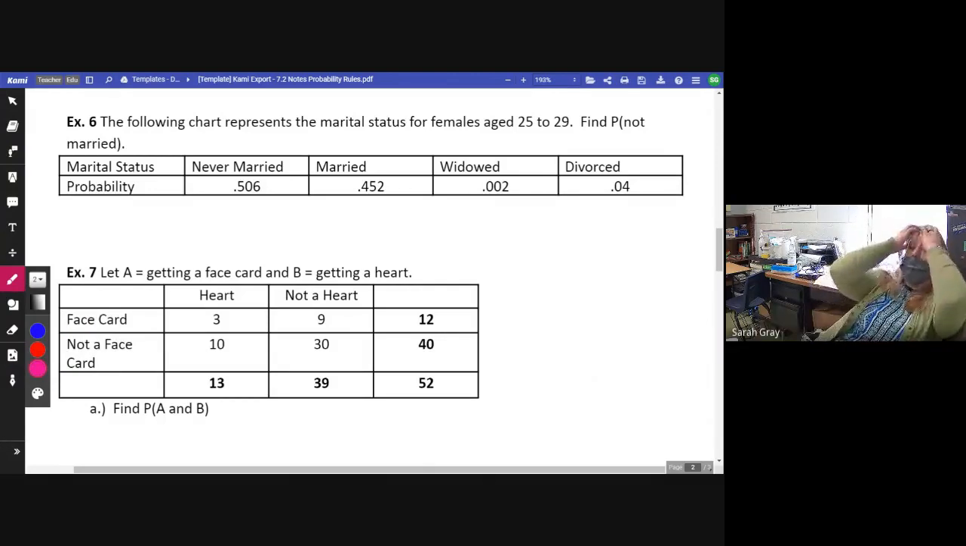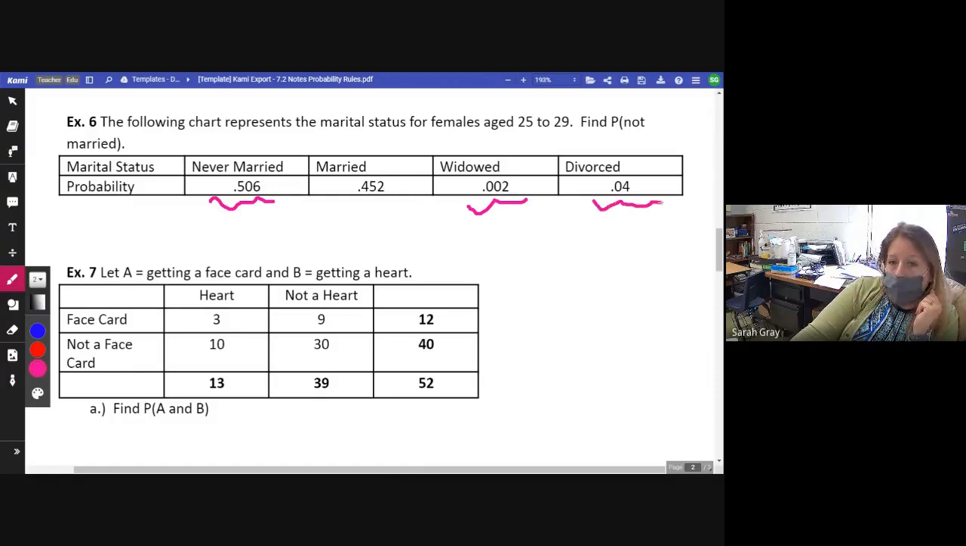Okay, the following chart represents marital status. Find the probability of not being married. So there's 2 ways to do this. You can add up all the categories that mean not married, because there's multiple. You can add up never married, and widowed, and divorced. And that would give you the probability of not married.